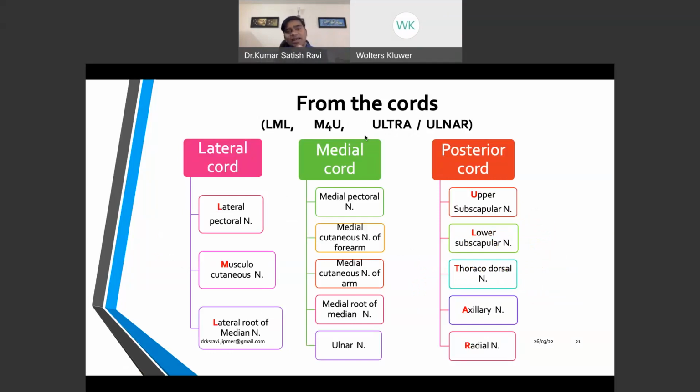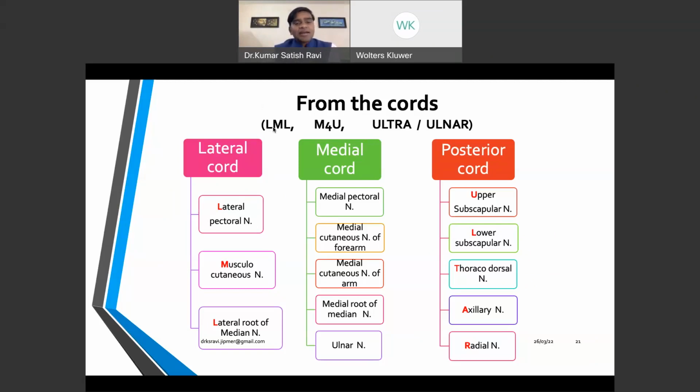One is the lateral cord, another is the medial cord, and the third one is the posterior cord of the brachial plexus. Just to remember the various branches from these cords, we have the mnemonic, right? You might have heard about a scooter brand, we call it the LML Vespa. So why am I mentioning this LML Vespa? This LML stands for the branches from the lateral cord of the brachial plexus.